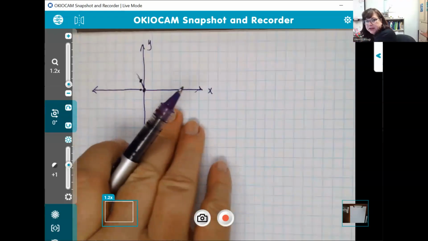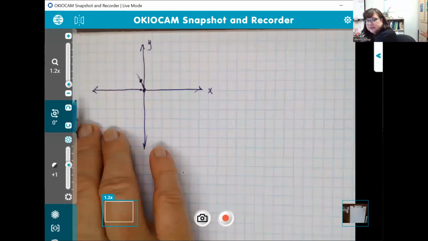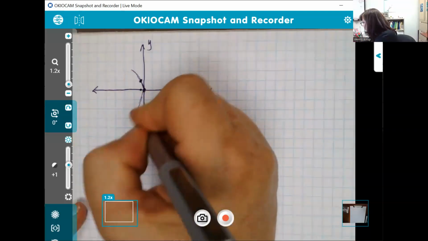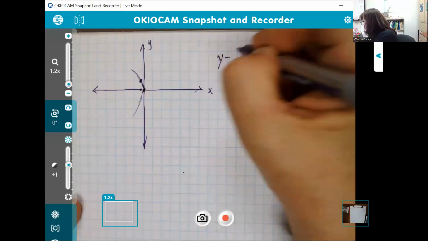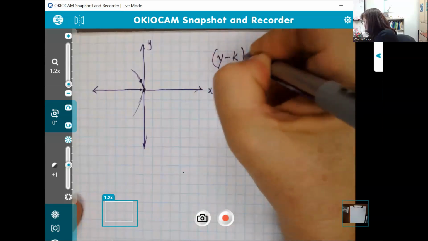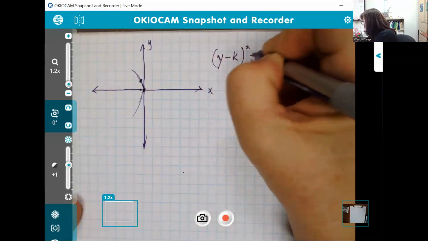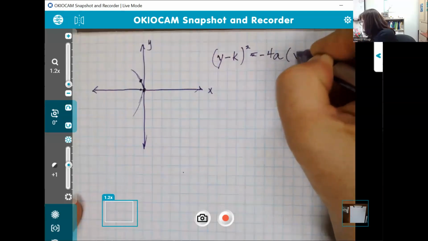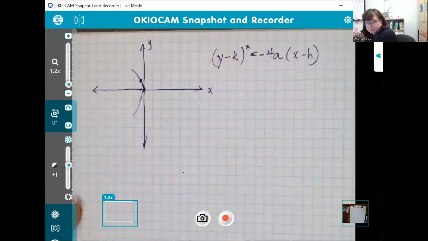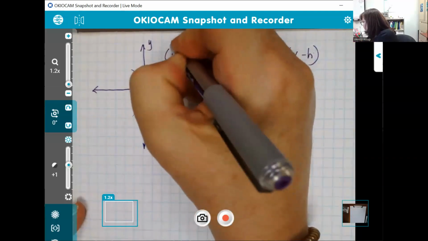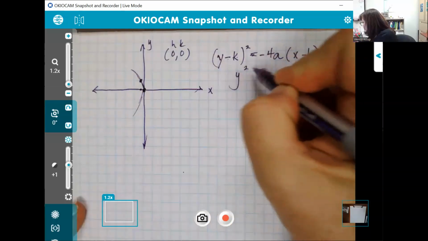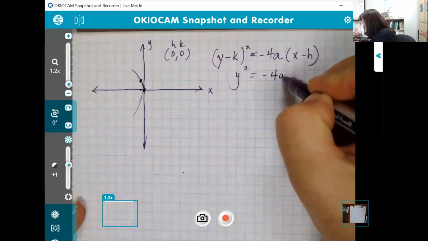All right, because the x-axis is the axis of symmetry, I think I'm going like this, and that would have me y minus k all squared equals -4a times x minus h. So my vertex is 0, 0. That's my h and my k. So now I'm down to y squared equals negative 4ax.